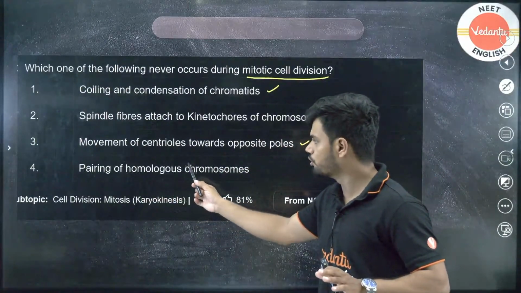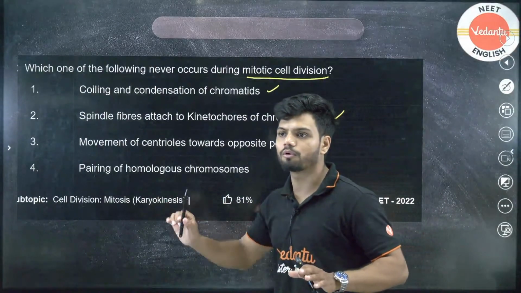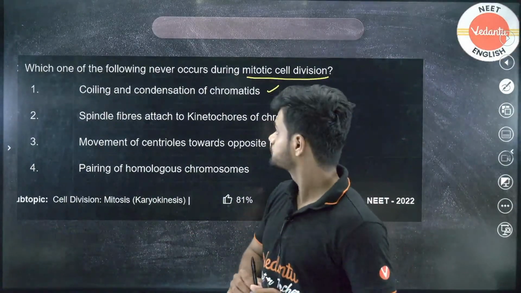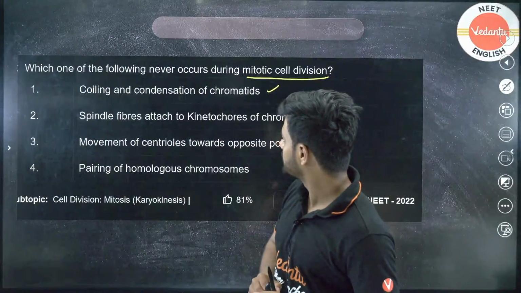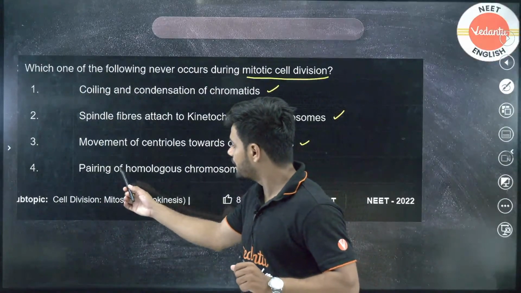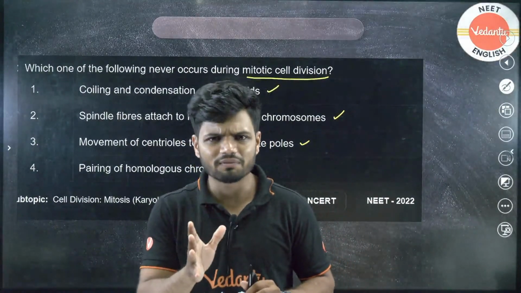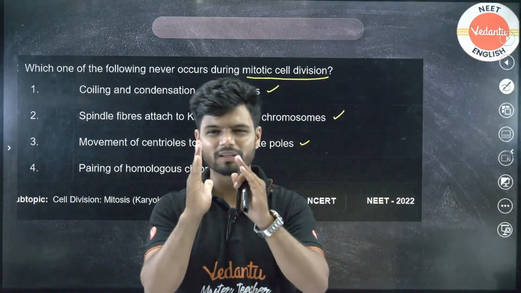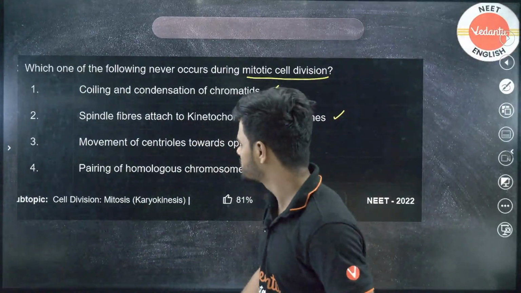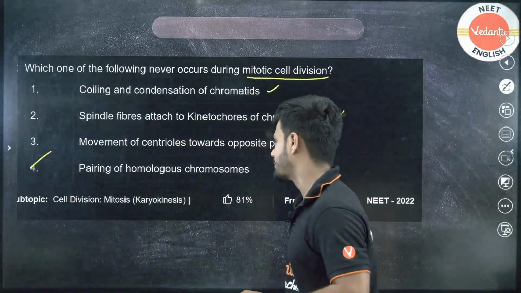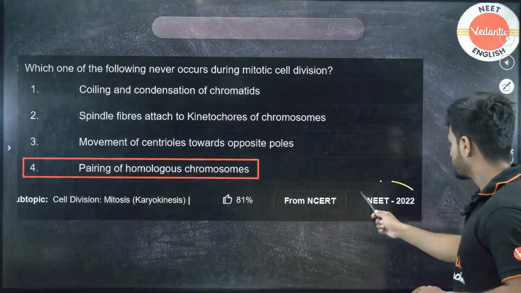Pairing of homologous chromosomes, students. Does this happen anywhere? Did we learn that homologous chromosomes are coming together anywhere? No. So this is your incorrect statement. It never happens.